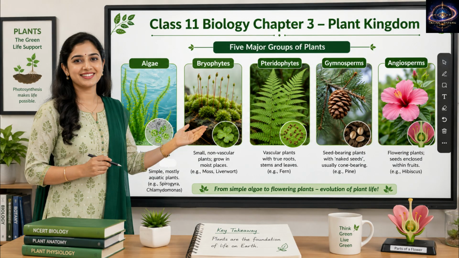Class 11 Biology Chapter 3 Plant Kingdom. Full explanation with real-life examples. NCERT Biology. AI teacher.